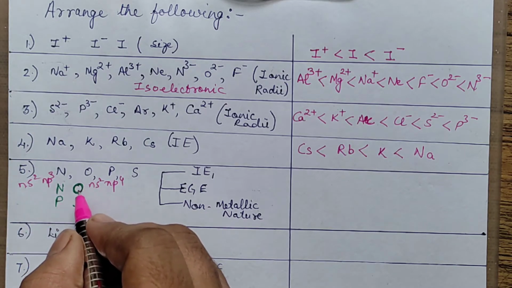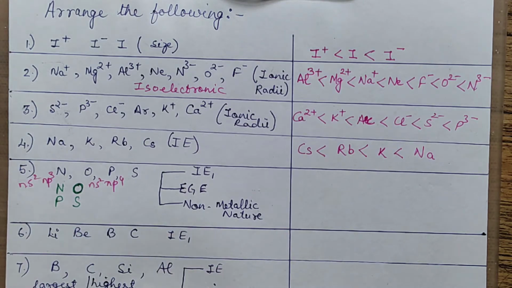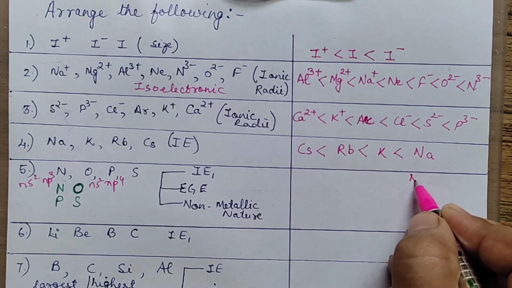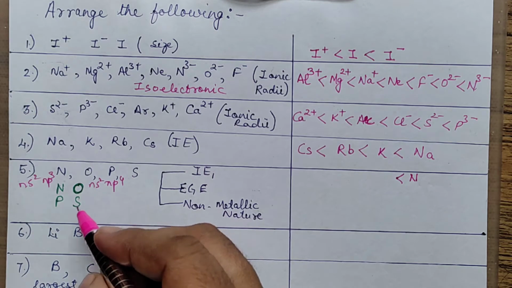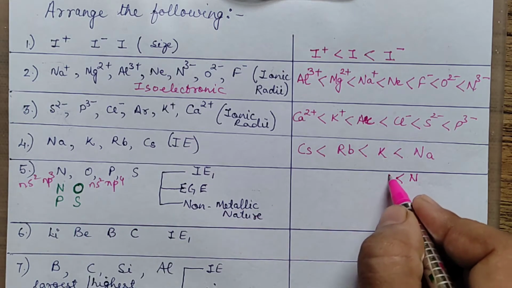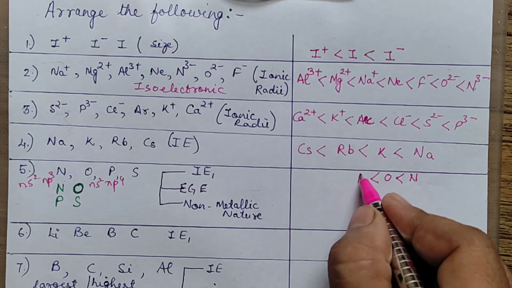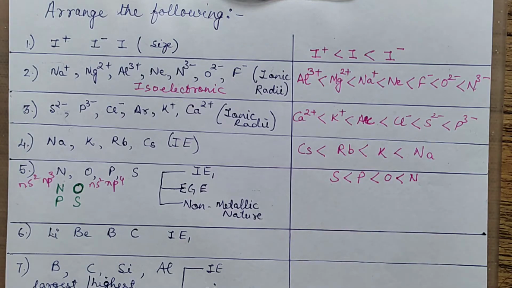Nitrogen is more than oxygen, and phosphorus is more than sulfur. So what is the order here? For the first ionization enthalpy, nitrogen is maximum, and moreover down the group it decreases. So phosphorus and sulfur will be less. Then you have oxygen. After that, out of phosphorus and sulfur, phosphorus is more and the least would be sulfur. This is about ionization enthalpy.